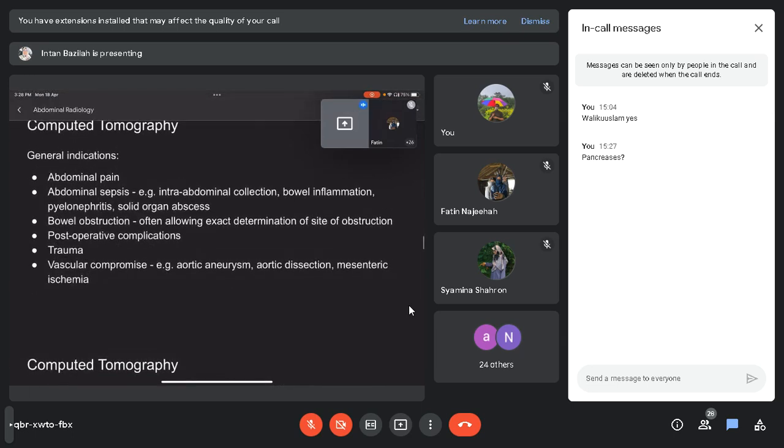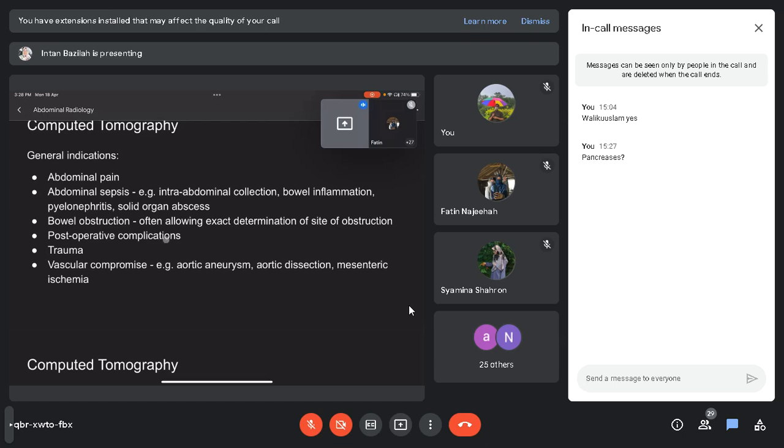Okay, so general indication. In abdominal pain, abdominal sepsis, to look for collection, bowel inflammation, solid organ abscess, bowel obstruction. Bowel obstruction actually mainly when they want to look at what is the cause of obstruction. For example, they want to look whether there's presence of tumor or there's presence of transitional zone. Transitional zone you usually see in adhesion, for example, in patients with previous history of surgery.